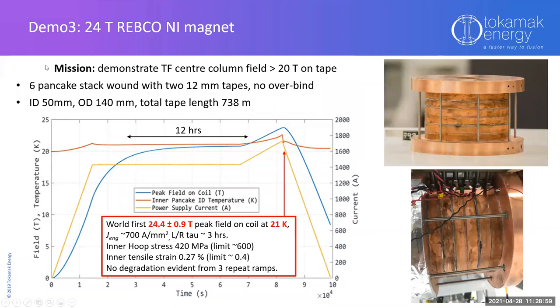Okay, so there's here some information about what we have observed for these pancakes. It was run at a temperature of 20 Kelvin for many, many hours. You see we have been operating for more than 12 hours. And the peak magnetic field that was obtained on the coil was 24 Tesla. So this is quite large compared to, if you remember the plot that I've shown you before, at 21 Kelvin.